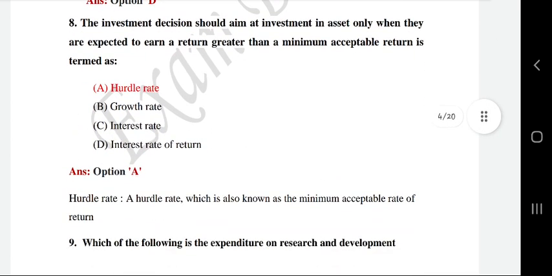Next question, the investment decision should aim at investment in assets only when they are expected to earn a return greater than a minimum acceptable return, termed as. Answer is option A, hurdle rate. What is hurdle rate? It's also known as the minimum acceptable rate of return from a project.